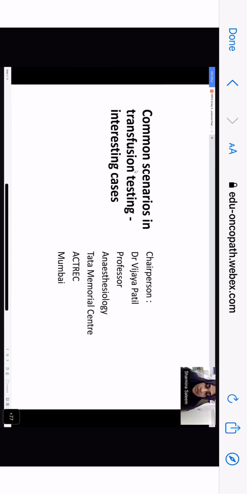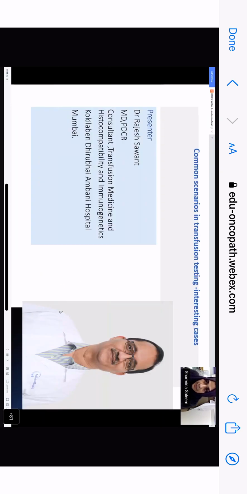Today's discussion is regarding common scenarios in transfusion testing. It will be a case-based discussion. And to chair the session, we have Dr. Vijaya Patil ma'am, who is Professor of Anesthesiology at Tata Memorial Center in Mumbai.